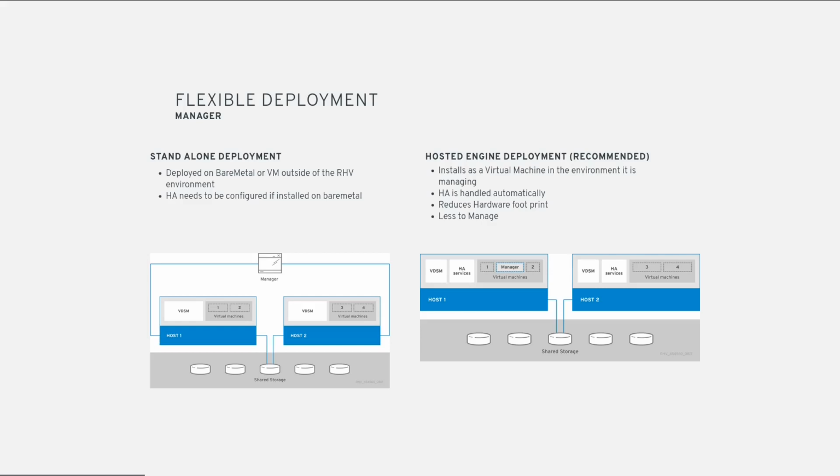The hosted engine deployment is my preferred method of installation. This method installs the oVirt engine as a virtual machine in the environment it will manage. HA is handled automatically, and this greatly reduces your hardware footprint, so there's less to manage. Now, let's jump into the oVirt deployment.